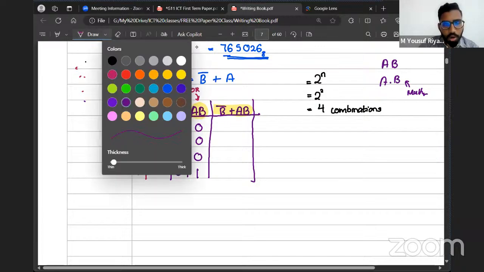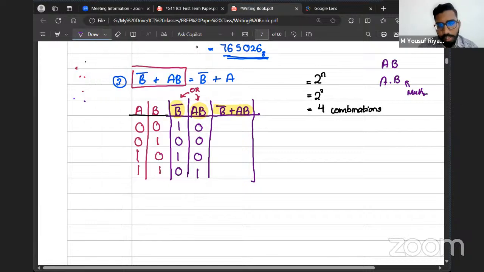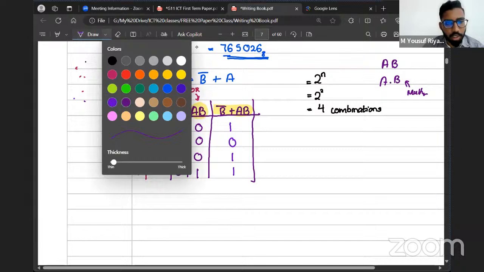Using OR gate's idea, if I compare this 1 and 0, 1 plus 0, so 1 or 0, what will be the result? When I compare 1 and 0 with OR gate, it's going to be 1. 0 or 0? 0. 1 or 0? 1. 0 or 1? 1. Okay. So now what I have done here is I have drawn the truth table.